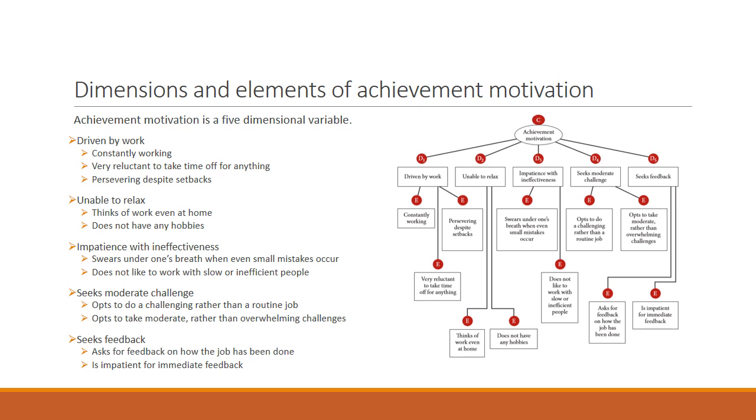Elements means for every element you can make 3 to 4 questions or one question, however you like. To define constantly working, if someone is constantly working, you can make a question or 2 or 3 questions just to get to know the constant working of the person. ठीक है? Of the object. So for very reluctant to take time off for anything, for understanding this element, you can ask 2 questions. So 2 questions for this, 2 for this, and 2 for this. So it could be 6 altogether.